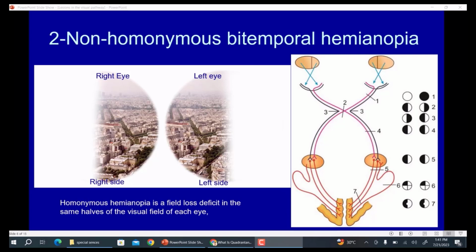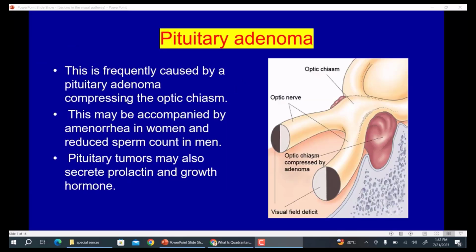This is on the right side of the right eye, and here again it is on the left side of the left eye. Both sides are different from each other. If you look at a scene, it will look like this. The temporal vision is lost in both eyes because there is a lesion in the optic chiasma. The scene at the nasal side will be visible. This is frequently caused by pituitary adenoma.